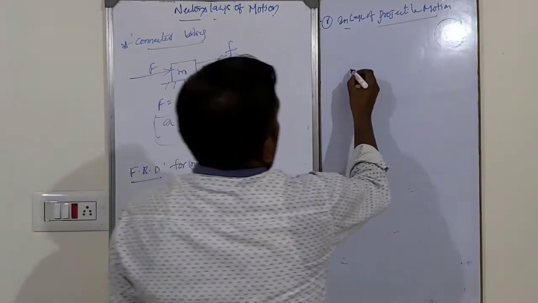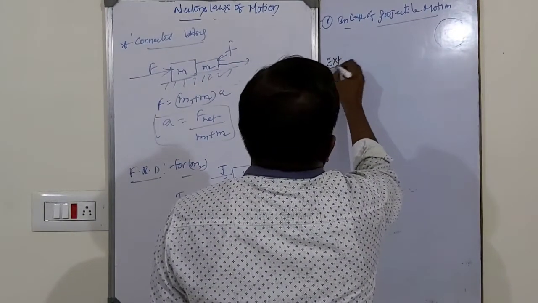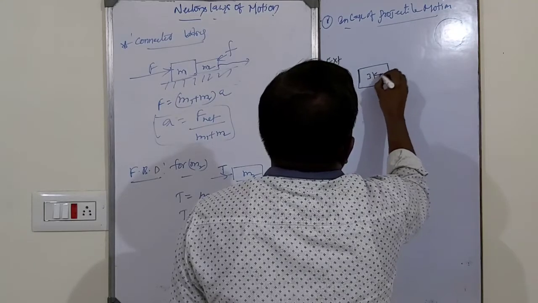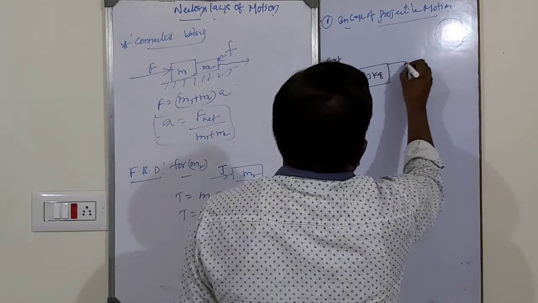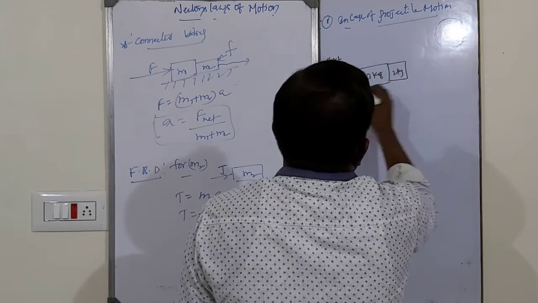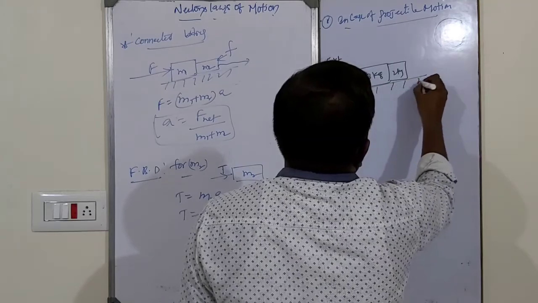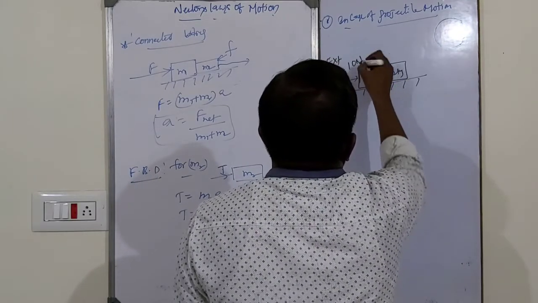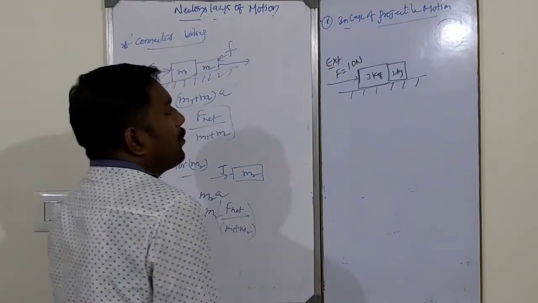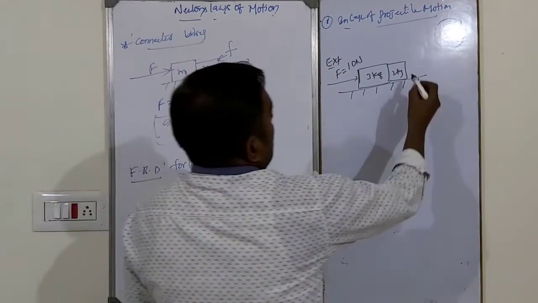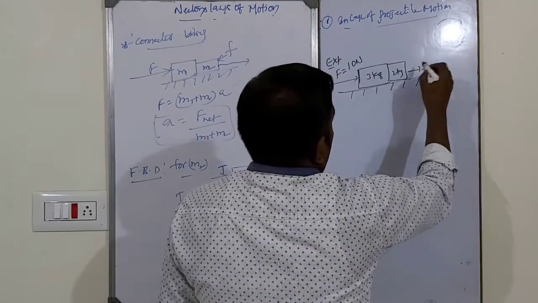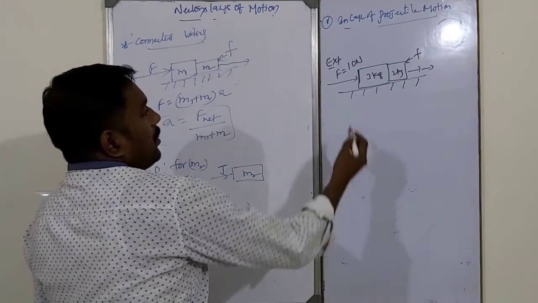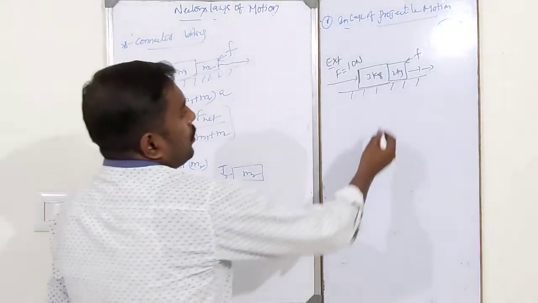So let us consider an example. Let us consider two bodies. There is a 3 kg mass and also a 2 kg mass placed on the earth surface like this. A force of 10 Newton will be applied on the system of two bodies. Then the system moves in this way. Frictional force will be acting in the opposite direction. So what is the force acting on the 2 kg mass?